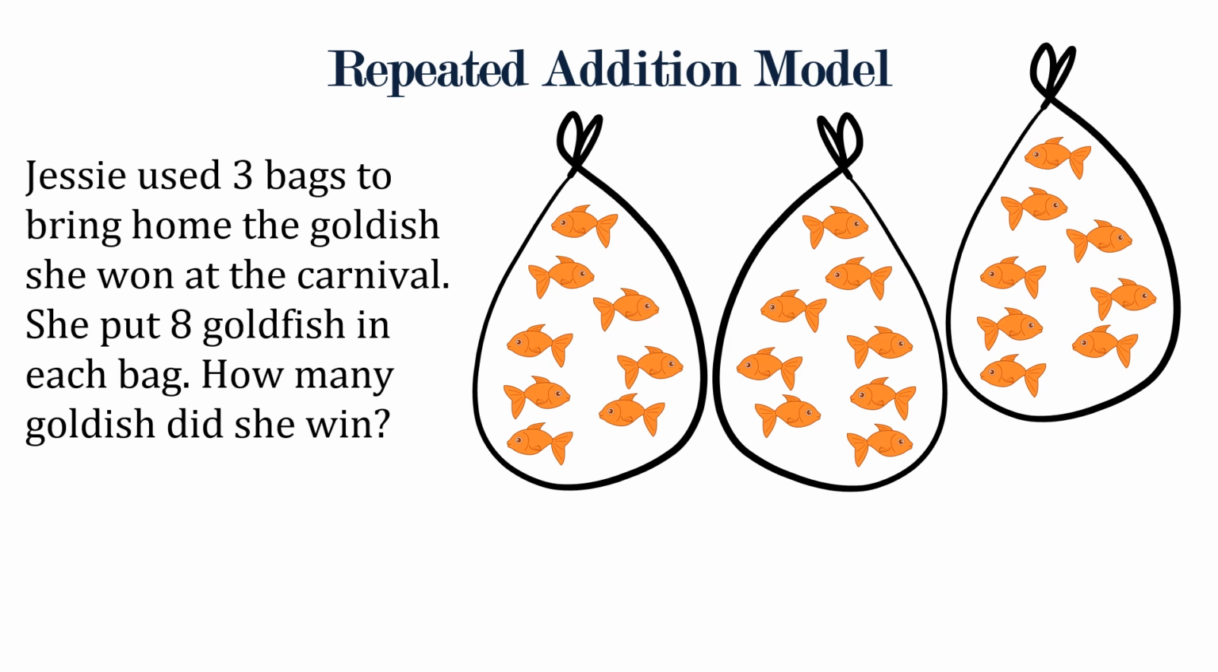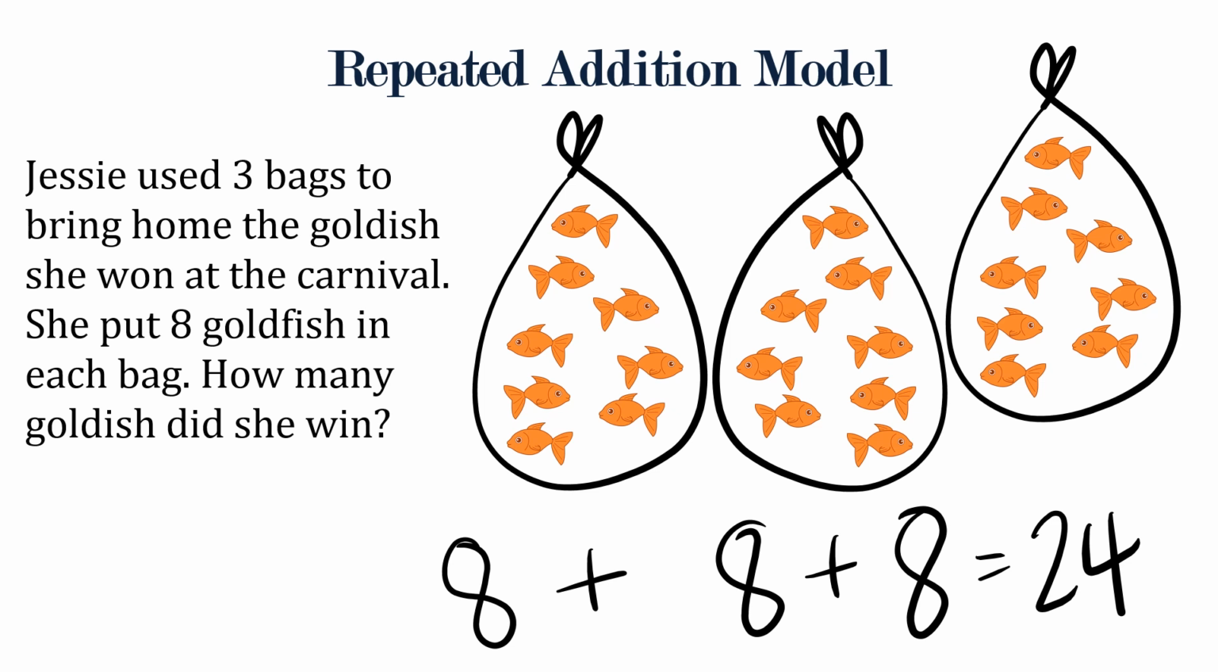All right, so our repeated addition model, we would probably start with 8, right, and count on. That was one of our addition strategies from last week. We would start with 8, and then 9, 10, 11, 12, and then count all the way to 24. 8 plus 8 plus 8 is 24. All right, but of course we know this is also the same thing as 8 times 3.